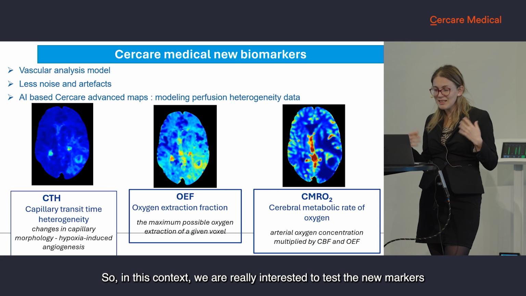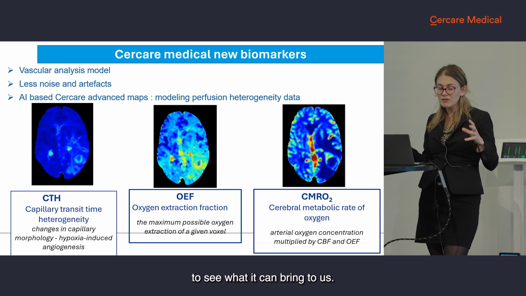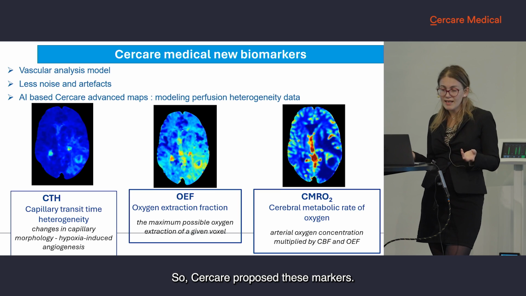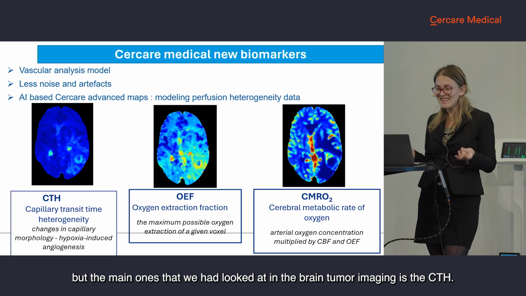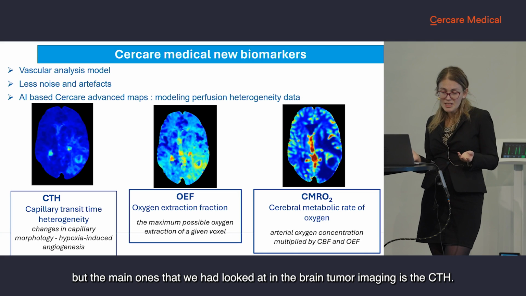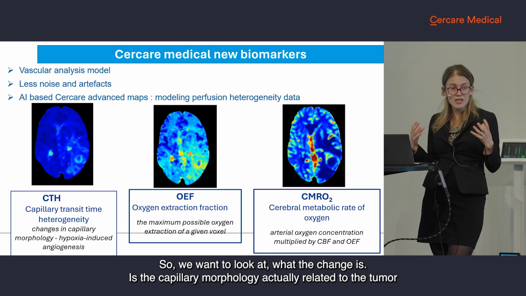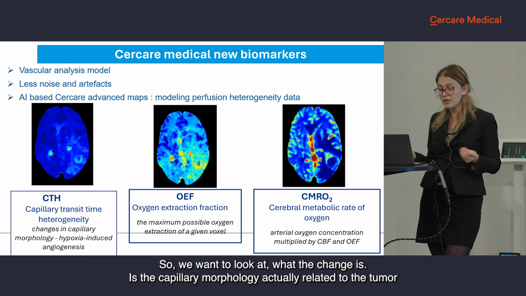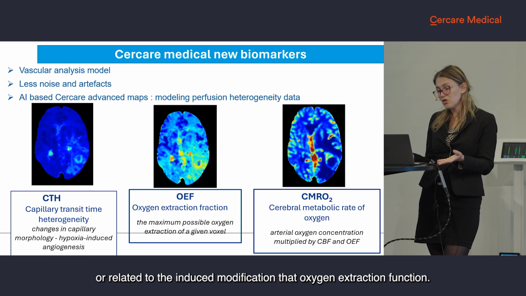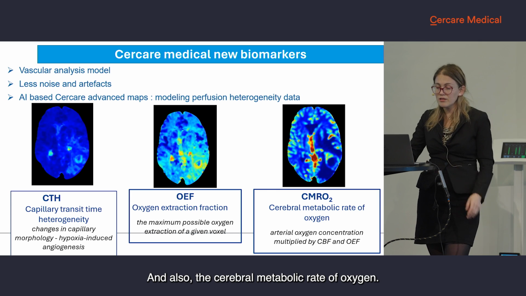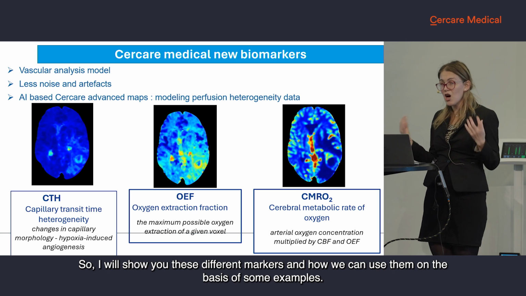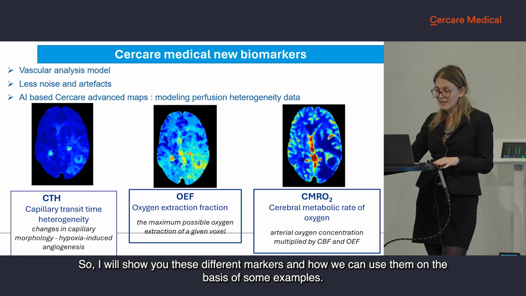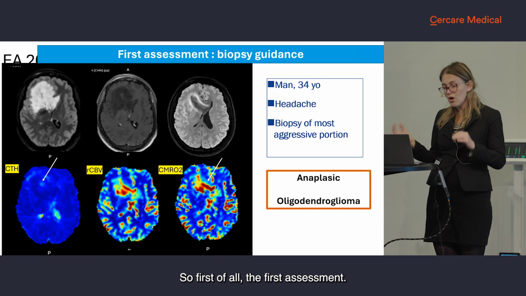So in this context, we are really interested in testing the new markers to see what they can bring us. Sarkar proposed these markers. I will not detail them because we have already spoken a lot about them, but the main ones we would look at in brain tumor imaging are the CTH, which shows the change in capillary morphology related to tumor-induced modification, the oxygen extraction fraction, and also the cerebral metabolic rate of oxygen. I will show you these different markers and how we think we can use them, on the basis of some examples. So first of all, on the first assessment.